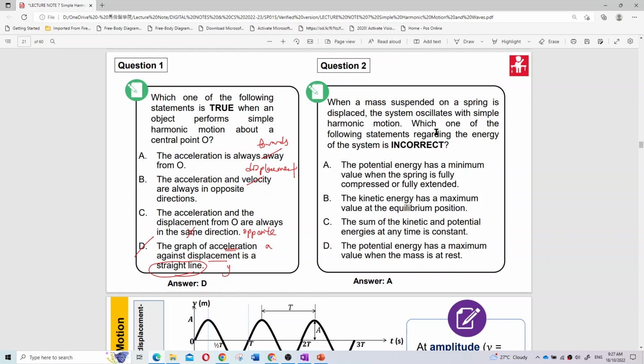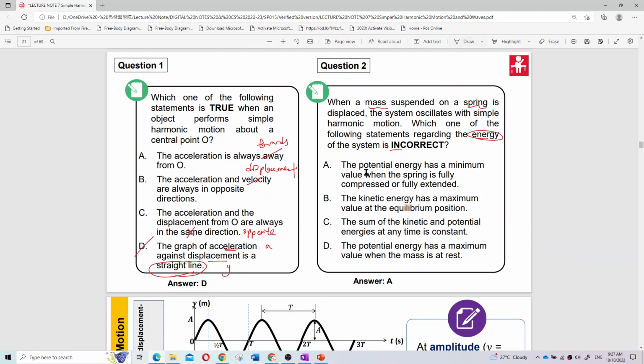Regarding energy, he asked, is a spring mass system oscillating with simple harmonic motion. So which one is incorrect? Not correct, incorrect. So energy means you have potential energy, kinetic energy of the block, and total energy.